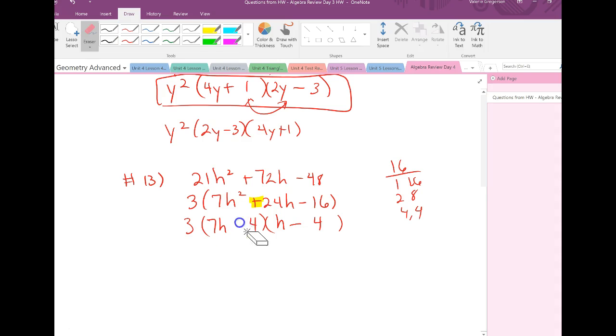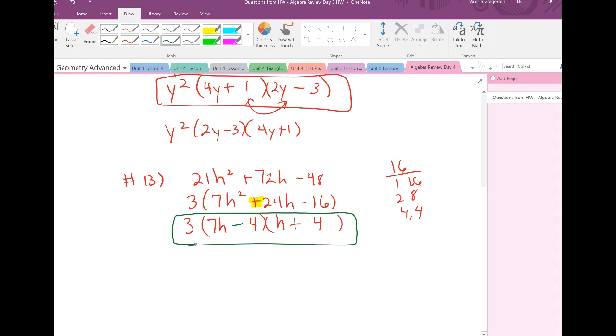This needs to become, oops, that needs to become a subtraction sign, while this one needs to become an addition sign. So then when you do your OI, you get a positive 28h minus 4h, which is 24h. All right, hopefully that makes sense to you and it works.